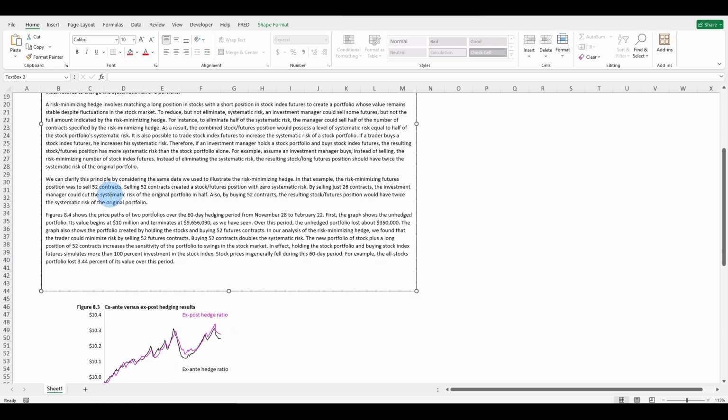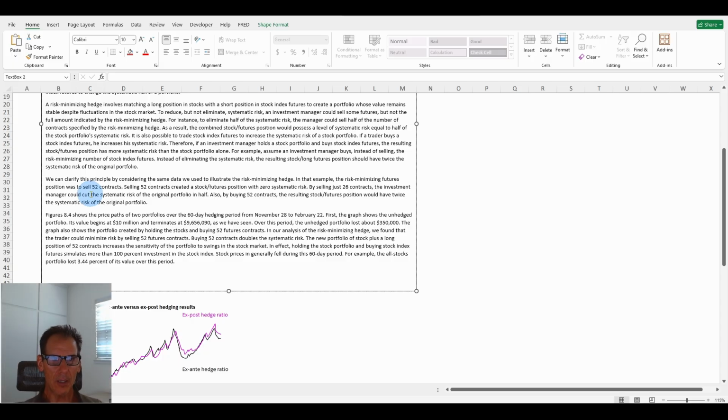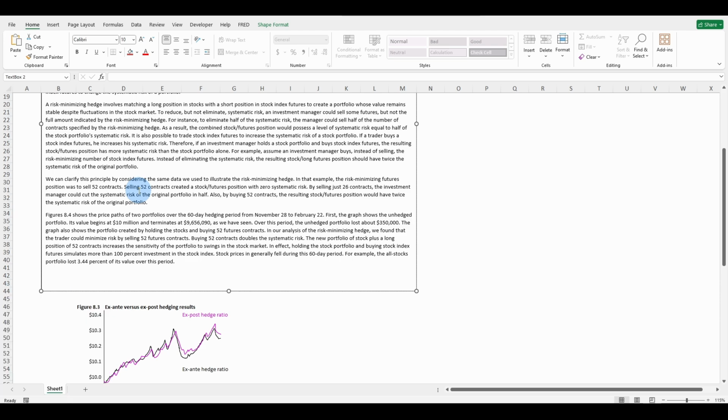We can clarify this principle by considering the same data we used to illustrate the risk minimizing hedge. In that example, the risk minimizing futures position was to sell 52 contracts. Selling 52 contracts creates a stock futures position with zero systematic risk. By selling just 26 contracts, the investment manager could cut the systematic risk of the original portfolio in half. I guess you'd want to test this. Also, by buying 52 contracts, the resulting stock futures position would have twice the systematic risk of the original portfolio.